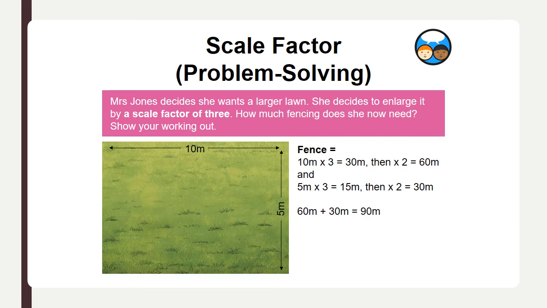Brilliant. So if she is going to enlarge it by a scale factor of 3, then we need to do 10 times 3, which gives us 30. And then we multiply that by 2, because we know that it's 30 meters on one side and 30 meters on the opposite side, which gives us 60. Now we're looking at the 5-meter sides. Again, she multiplies that by 3, so 5 meters times 3, which gives us 15, and then 15 times 2, which gives us 30. If we add those together, we get 60 plus 30, which equals 90. So she needs a 90-meter fence.